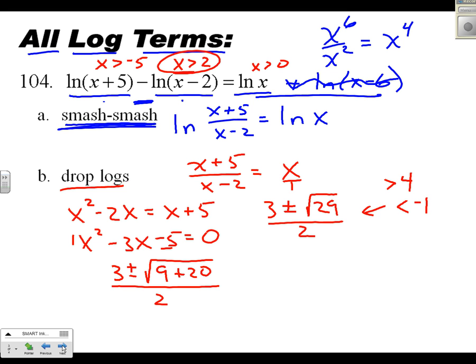Therefore, this minus is not going to work, so our solution is 3 plus root 29 on 2. That number being, I'm claiming, greater than 4 fits.